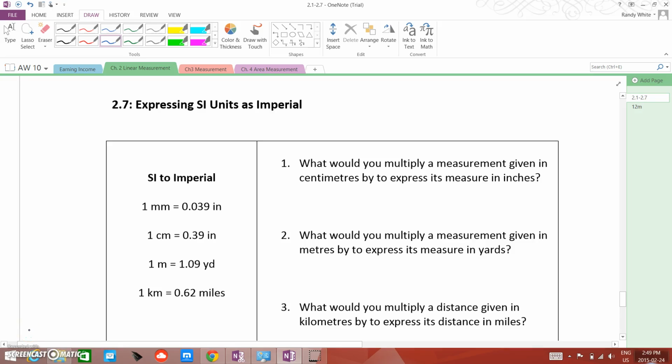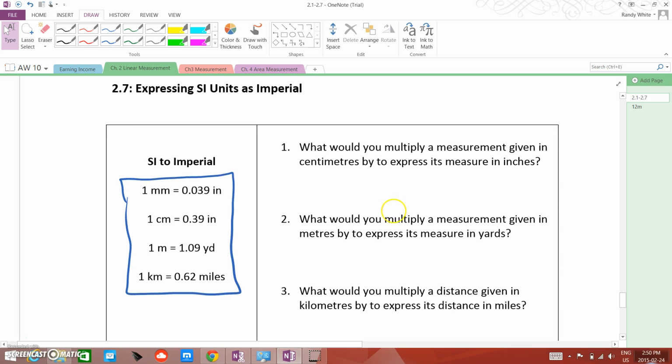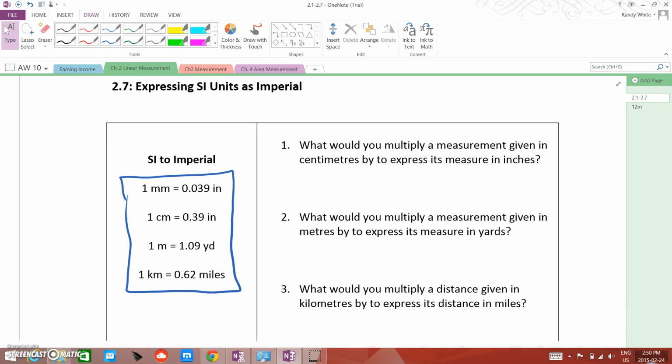Okay, this is our last section here in chapter number 2, dealing with measurement. And this time we're going to be going from metric to imperial. So I've given you some examples here of what they are approximately. So you may want to copy these down into your notebooks if you've got them. I'll try to give them to you whenever I can, but it's a good idea for you to have a copy of them as well.